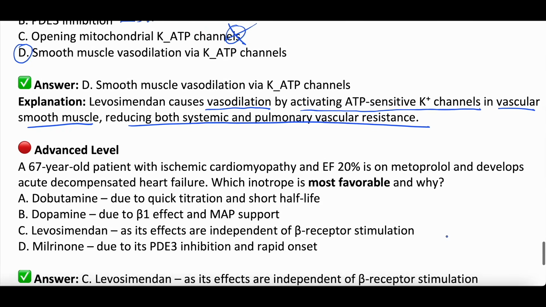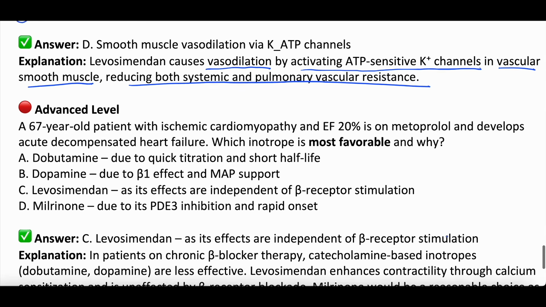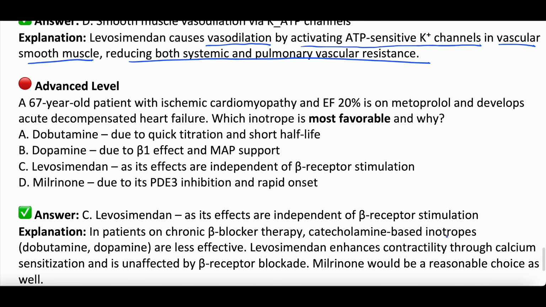The correct answer is C. As one could imagine, levosimendan, as its effects are independent of beta receptor stimulation. Remember, it's a calcium sensitizer. It does not work through the catecholaminergic or adrenergic receptors like beta receptors.